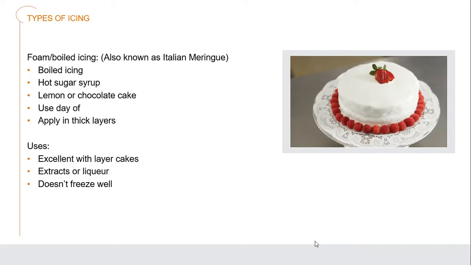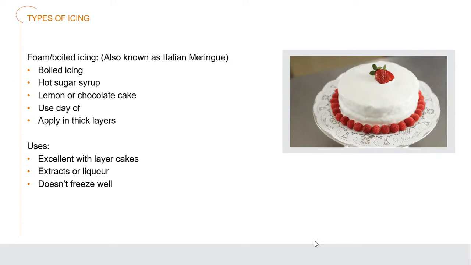Now we'll take a look at some other different types of icing. So this example here is foam or boiled icing. It's also known as Italian meringue as well. This is when you actually have a hot sugar syrup that you add to the whipping egg whites, and this creates a very voluminous and very airy type of icing.